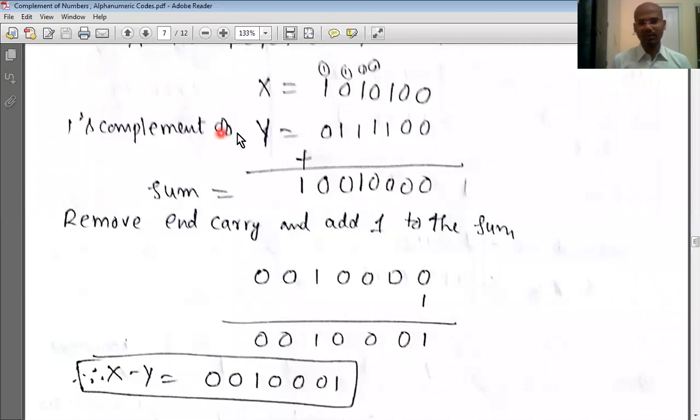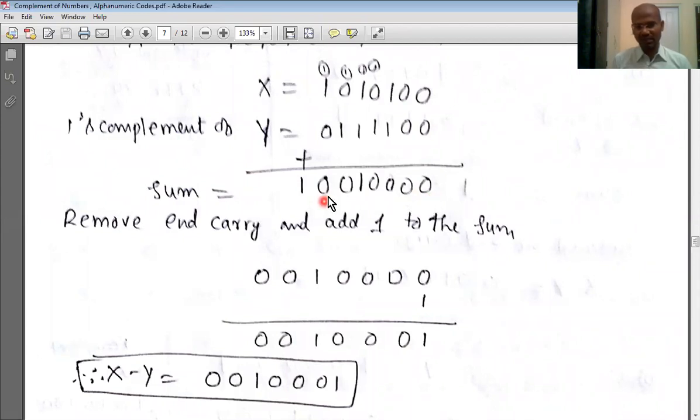If it is a ones complement method, we have to discard this end carry and add 1 to the LSB. This result is the actual result, 0010000. After adding x and the ones complement of y, discard this end carry and add 1. We don't add like this in the twos complement method, whereas in the ones complement method we get an answer which is short of 1 to the actual answer.